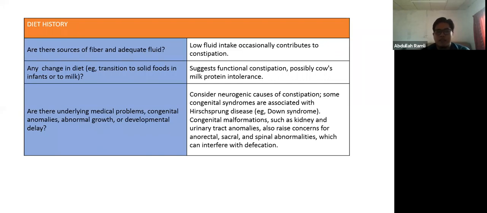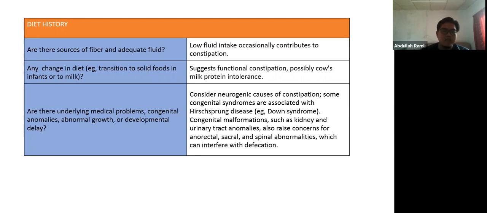And then the other part is that we can also ask, are there any underlying medical problems or congenital anomalies, any abnormal growth or developmental delay? So at this part, we can consider neurogenic causes of the constipation. Some congenital syndromes are associated with Hirschsprung's disease, such as Down syndrome. Another point is that it could be congenital malformation, such as kidney and urinary anomalies, which can also raise concern for anorectal, sacral, and spinal abnormalities, which can interfere with defecation. So all of these points we should consider to investigate to know what kind of constipation we are dealing with.